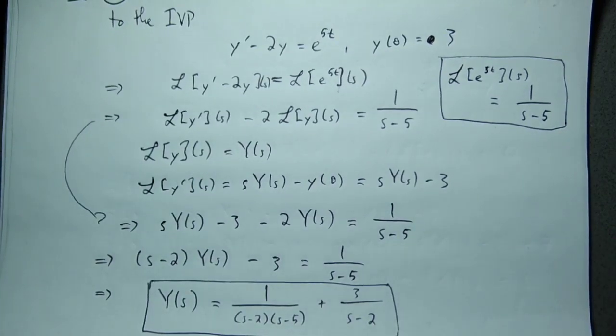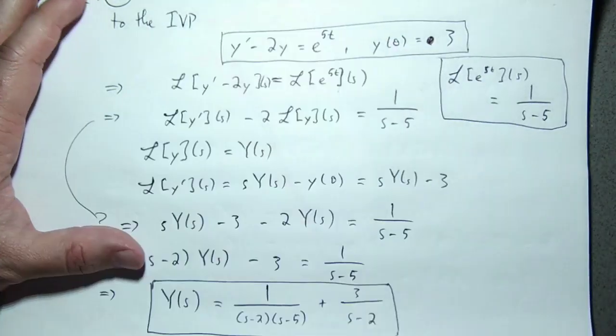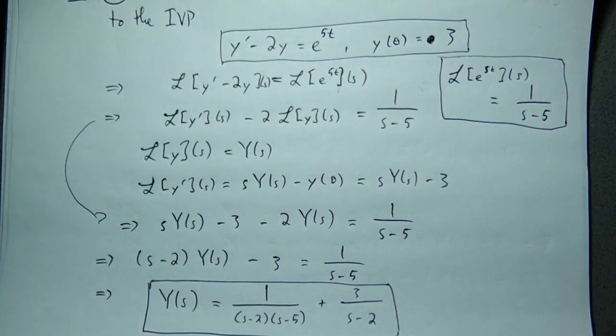So again, this is the Laplace transform of the solution to this thing, right? So this is the Laplace transform of the solution to this IVP, which is actually a first order thing. Okay.